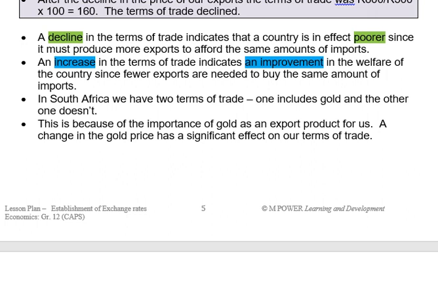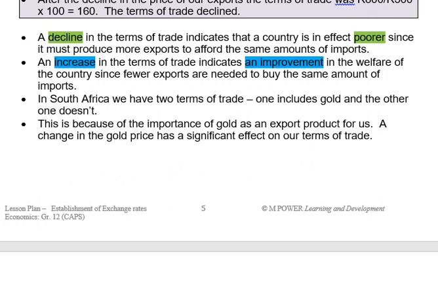We did the calculation, remember, of the terms of trade. It was the index of export prices over the index of import prices times 100. Now, in the example that we just did, the terms of trade decreased. It was 200 before, and then as a result of a decrease in export prices, the terms of trade decreased. When there's a decrease in the terms of trade, it basically means that living standards in the country will decrease. Remember, living standards is measured by the amount of goods and services that people have access to.